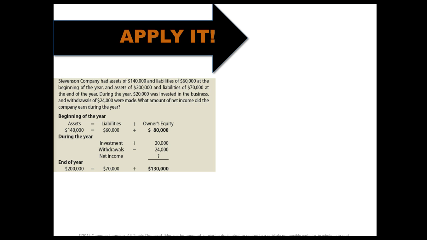Then it tells us during the year, $20,000 was invested in the business by the owner. So we add $20,000 as an investment, and then they took out $24,000. So we'll show that withdrawal of $24,000. Make sense? Then at the end of the year, it tells us that the assets were $200,000 and the liabilities were $70,000. Do you see how owner's equity is made up of the beginning balance plus investments minus withdrawals plus net income? Net income is that residual, revenues minus expenses. So what do you think the net income for this business was?